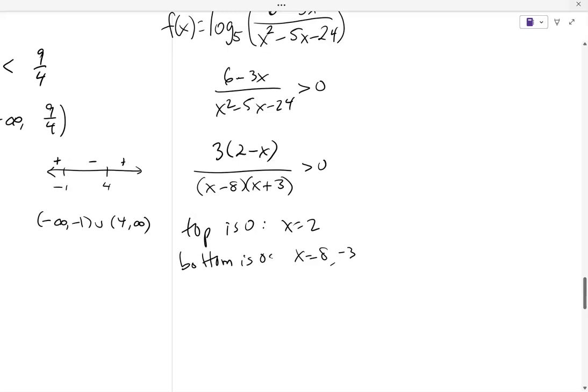Right? The next step when you're doing these rational inequalities is figuring out where the top is 0 and where the bottom is 0. What do we do next? Yeah, good. Make a sign chart. Good. So we've got -3, we've got 2, and we've got 8. Pick some test points.